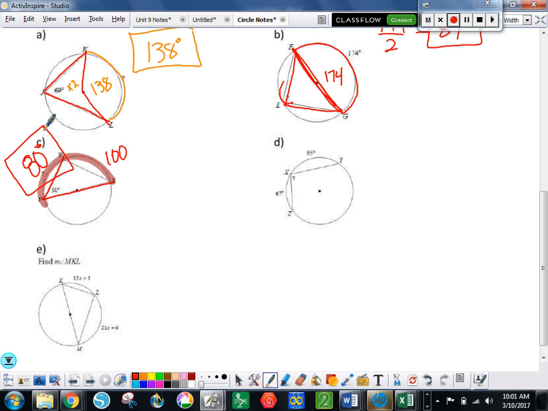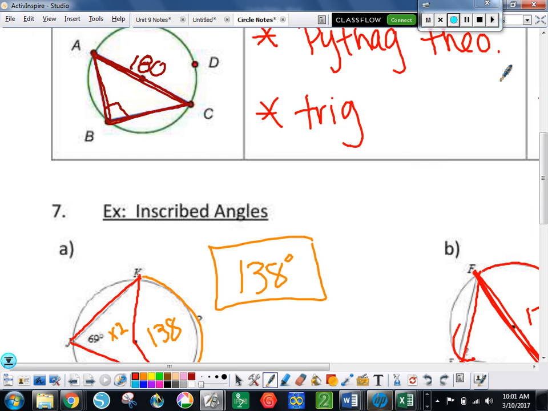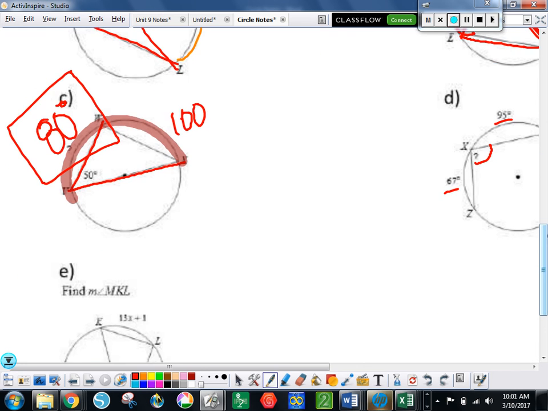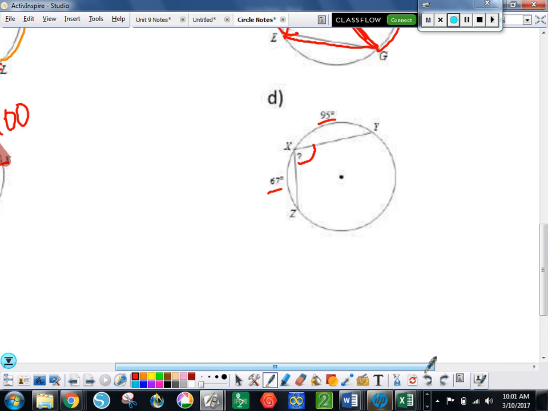Perfect. Good. Questions? So you may have to manipulate the circle a little bit to help you find the missing arc. Let's do that again. I'm trying to find this angle right here. I know this is 67, this is 95. Ideas? What do you know? What do you need?